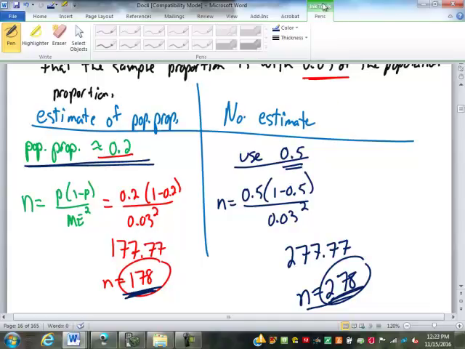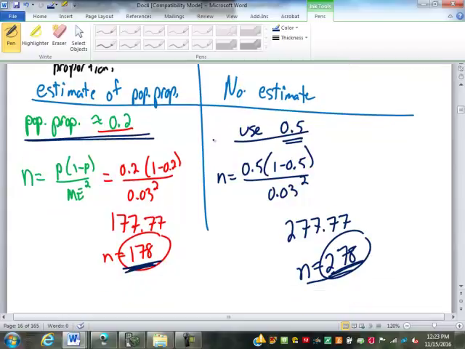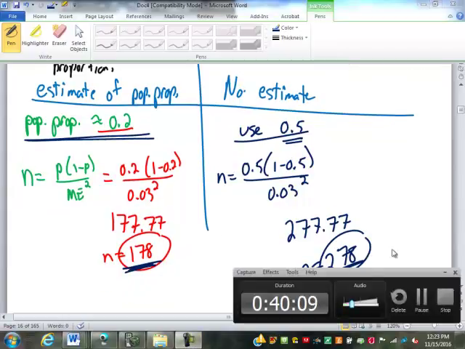Okay, so that ends the part on confidence intervals. So I'm going to end the recording here, and we will come back and do hypothesis testing separately.